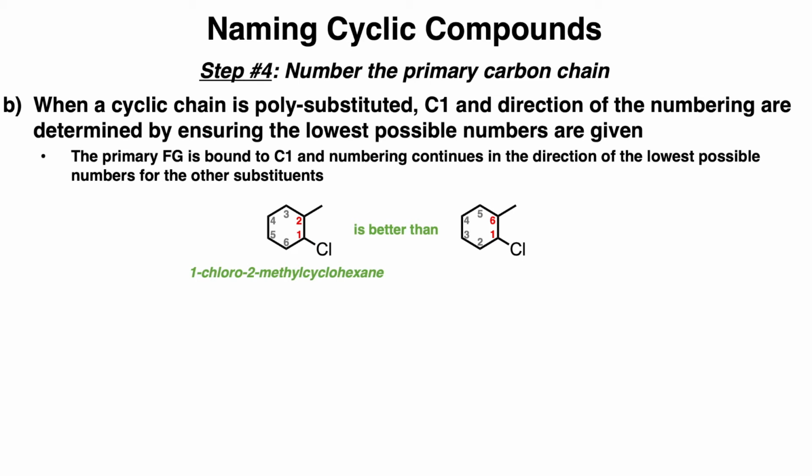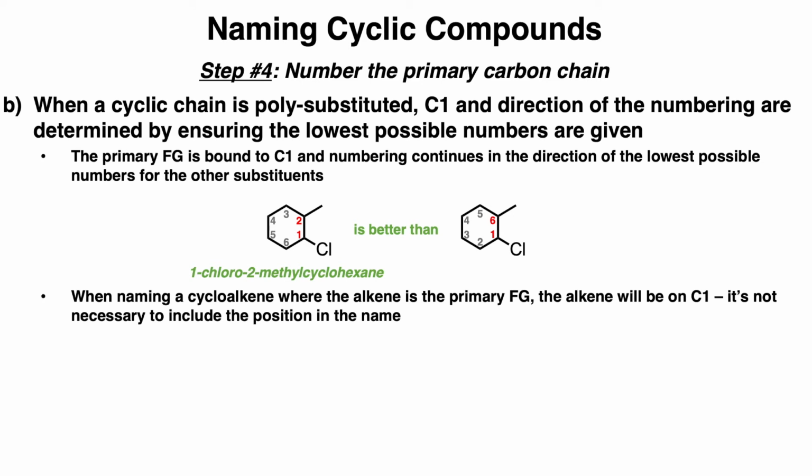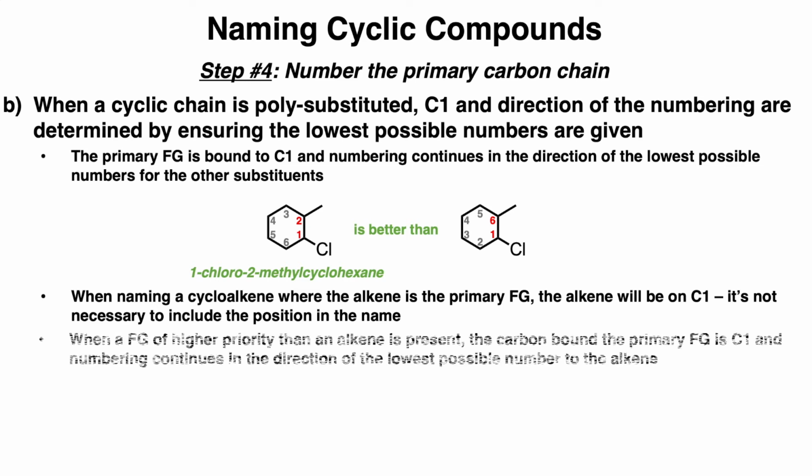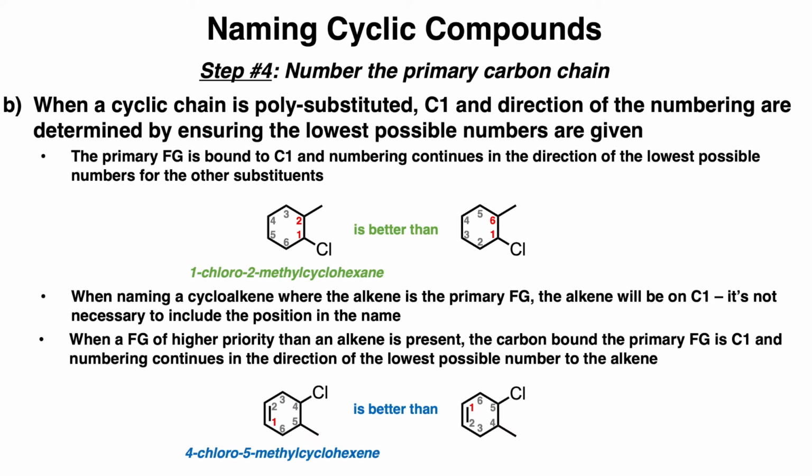So when naming a cycloalkene, where the alkene is the primary functional group, the alkene will be on C1, and it's not necessary to include the position in the name. When a functional group of higher priority than an alkene is present, the carbon bound to the primary functional group will be C1, and the numbering continues in the direction of the lowest possible number for the alkene. So in this example, the primary functional group is the alkene, so the left molecule is better where the chloro group is on C4 rather than in the right molecule where the chloro group is on C5.